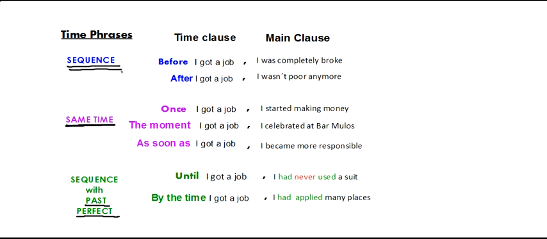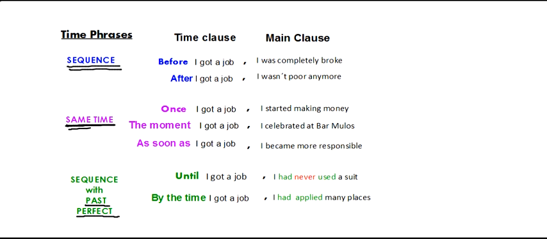For example, we already looked at before and after. So this one says, before I got a job, I was completely broke. Or after I got a job, I wasn't poor anymore. Right? So before indicates something that happened previously to this action, and after refers to something that happened at a later time from this action, right? So, those are before and after, using our commas, remember?